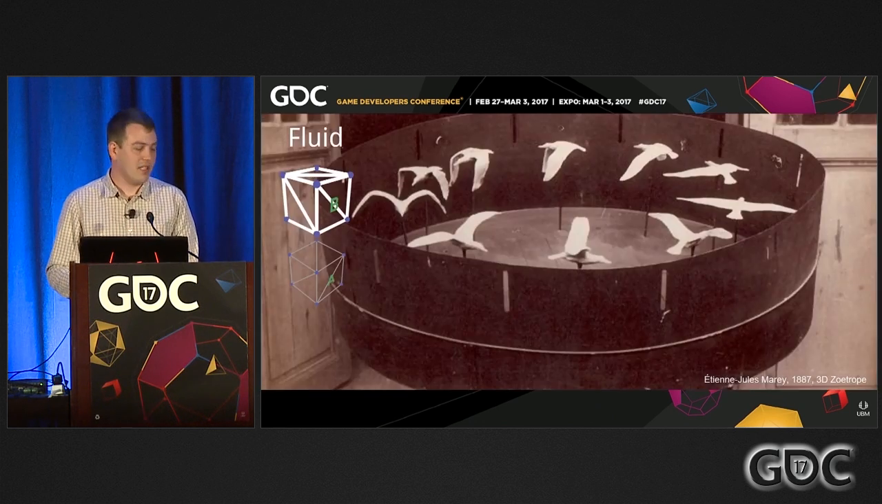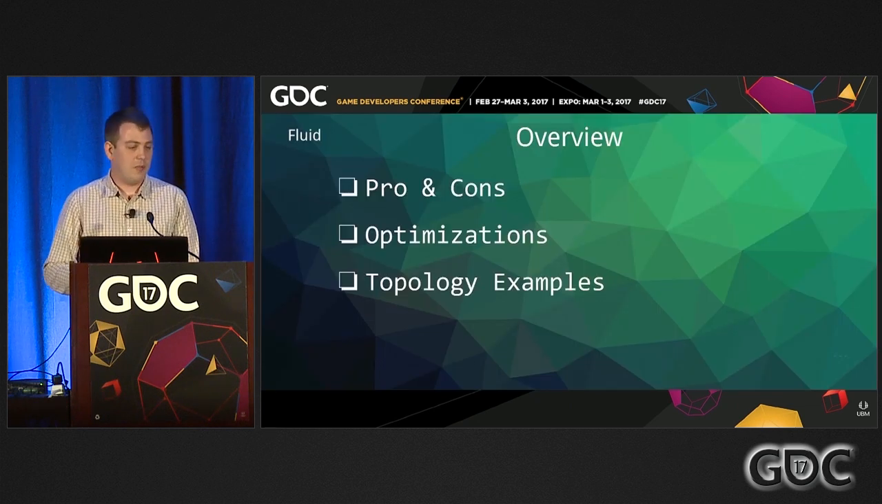So now I'm going to dive into the component system. For fluid, to give you a better idea of what it is, if you have ever seen a 3D zoetrope, it's just static models, and as you spin this around and look through the slit, you'll see the birds in motion. This was thought of over 130 years ago, but we use it a lot for VDB remeshing nowadays. I'm going to talk about the pros and cons of fluid, some additional optimizing, and some topology examples.